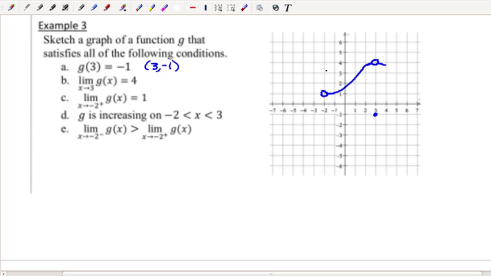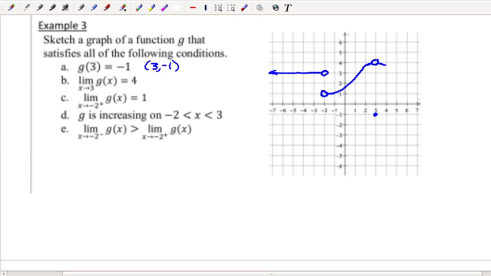So I might just put it here at 3. And I know this is the limit as x approaches -2 from the left side. And again, because this is our last condition, we don't have a clue what's going on this side. Could be constant, could come up, could come down, who knows. Doesn't really matter. But just as long as my limit as x approaches -2 from the left side is greater than from the right side.